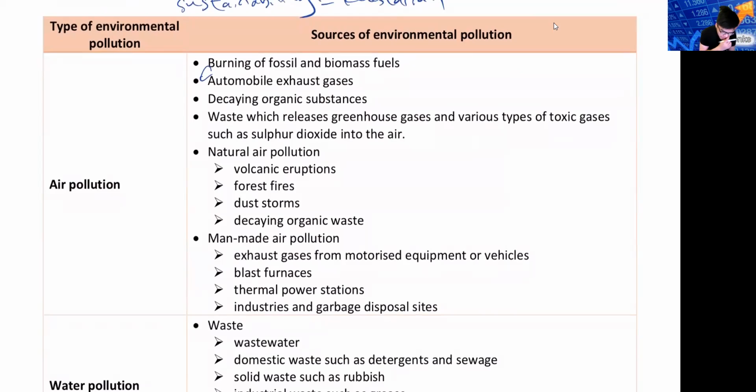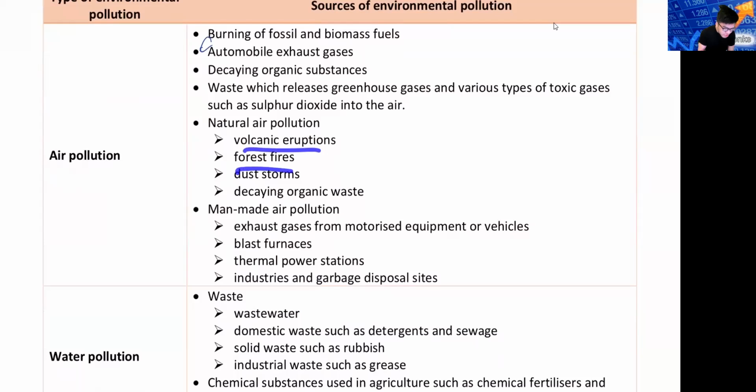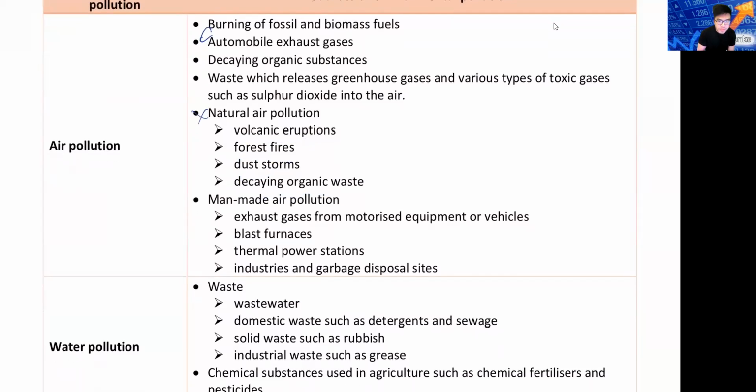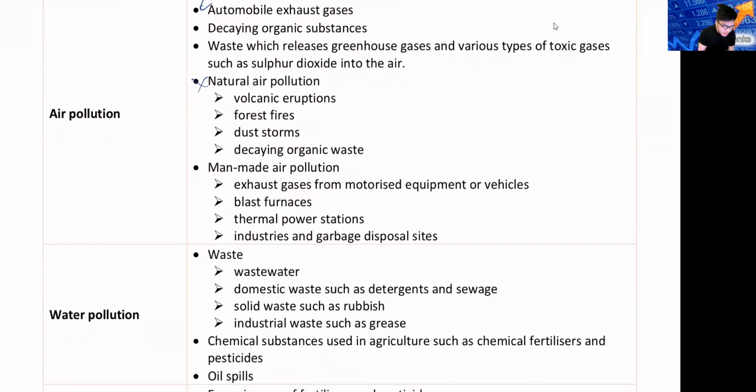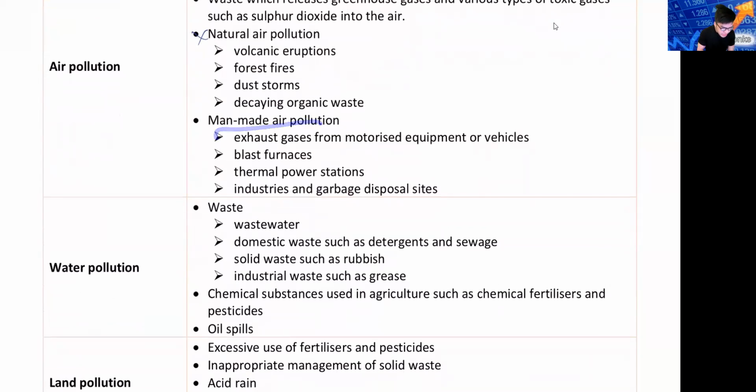Okay, anyway, so what else? Natural air pollution. Air pollution will happen in nature because we have volcanic eruption, forest fire, dust storm, decaying organic waste. But these are not our concern, because the majority of them come from man-made pollution. For example, exhaust gases, blast furnace, thermal power station, industries, and garbage disposal site. As you can see, they all release greenhouse gases.